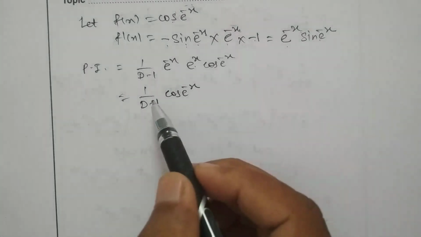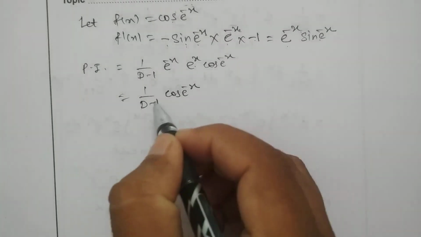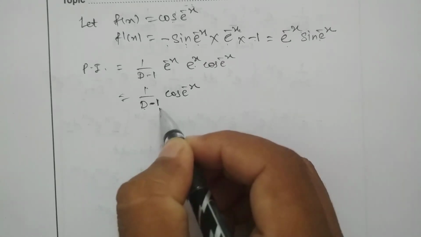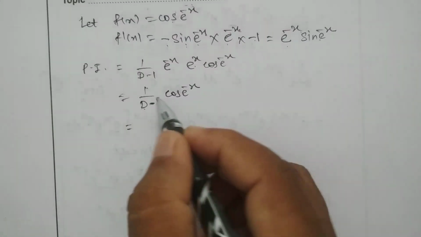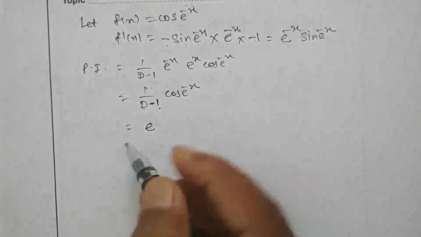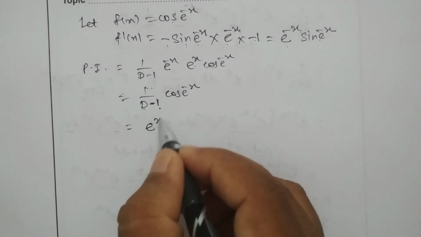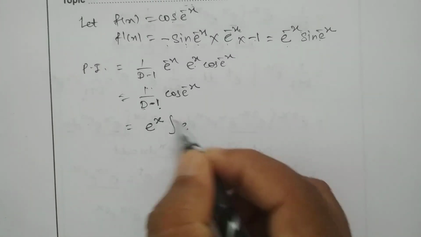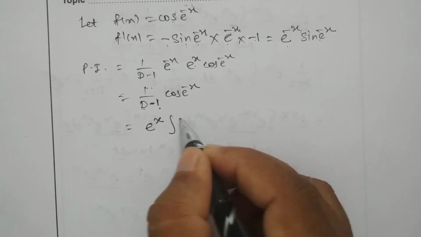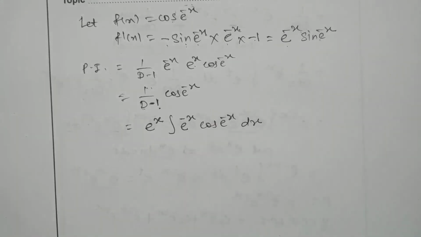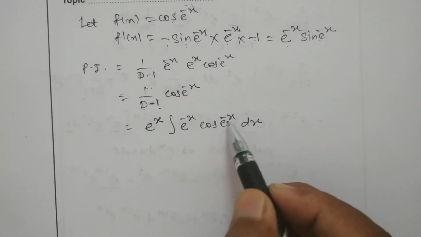Now again use the short general method formula for 1 upon D minus m. Here the value of m is 1, and the formula for 1 upon D minus m is e raised to plus mx outside, so e raised to 1x outside, and integration of e raised to minus mx inside, so e raised to minus 1x into cos of e raised to minus x dx. Now we have to solve this integration. For that we are going to use substitution.